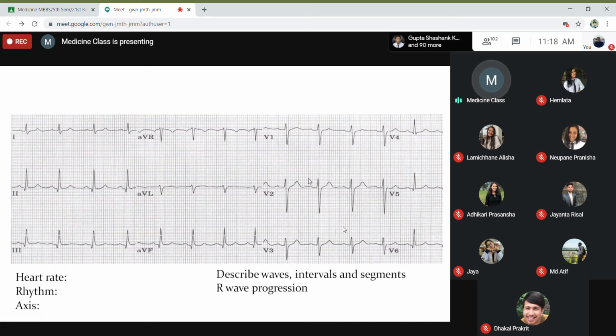Now, let's look at an example of this one. If you want to calculate heart rate over here, then you look at the big squares. Suppose this one is 1, 2, 3, 30, sorry, 15. So it's a little lesser than 100 heart rate, because you divide 1500 by 17, then it would come around 90 plus. So heart rate is 90.